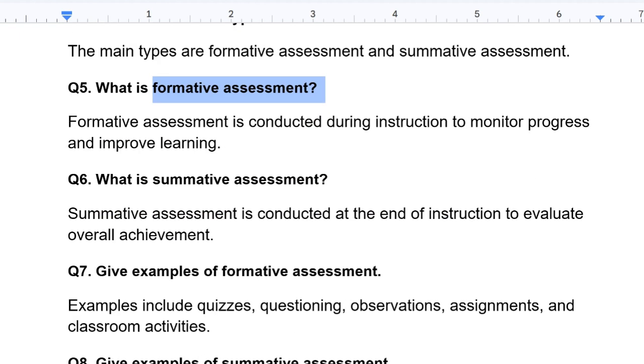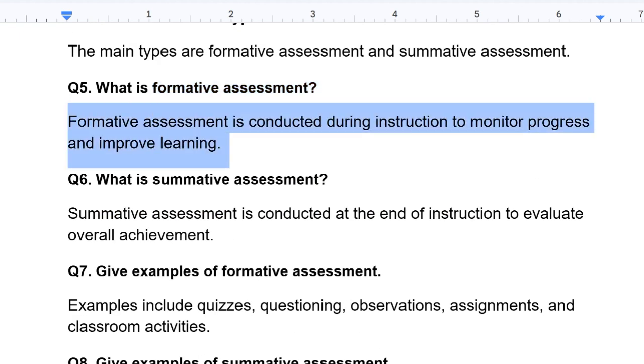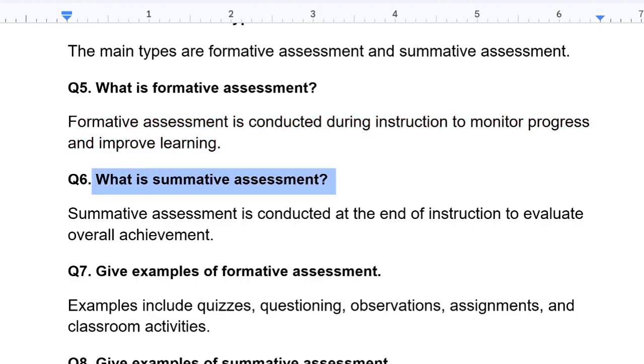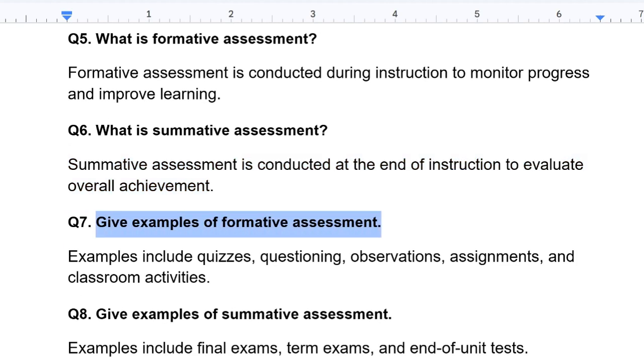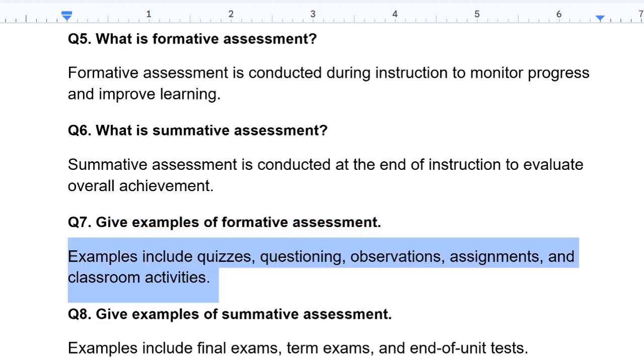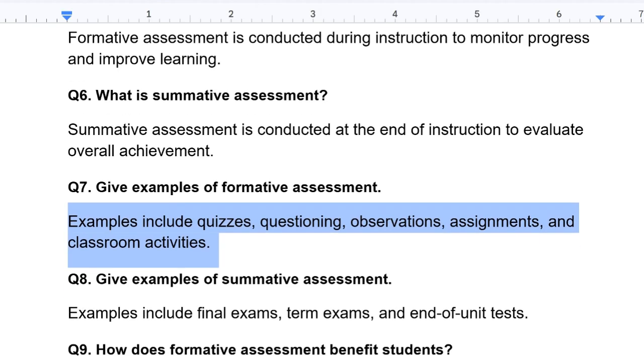What is formative assessment? Formative assessment is conducted during instruction to monitor progress and improve learning. What is summative assessment? Summative assessment is conducted at the end of instruction to evaluate overall achievement. What's an example of formative assessment? Examples include quizzes, questioning, observation, assignments, and classroom activities. These are the examples of formative assessment.